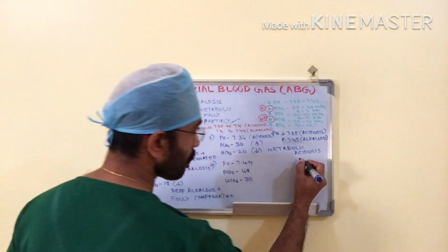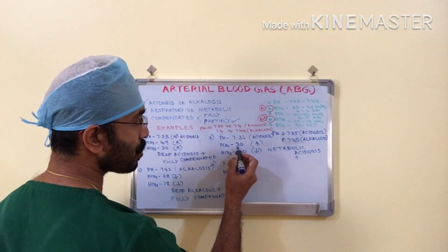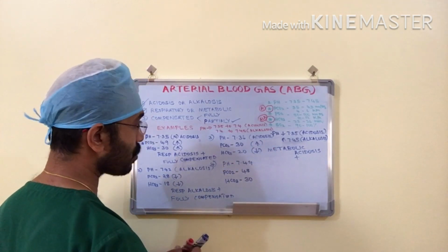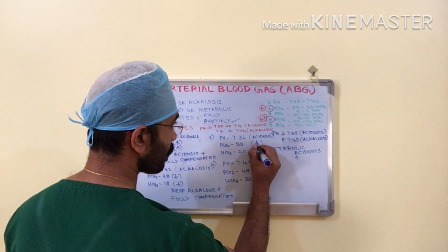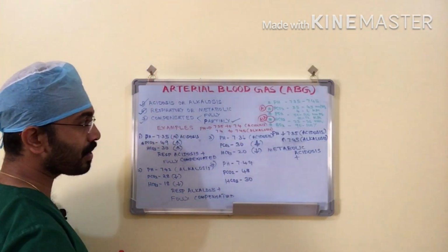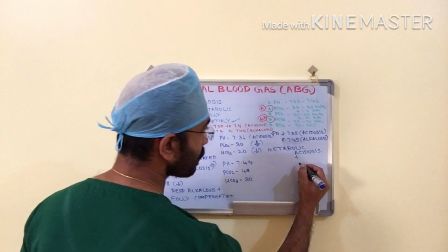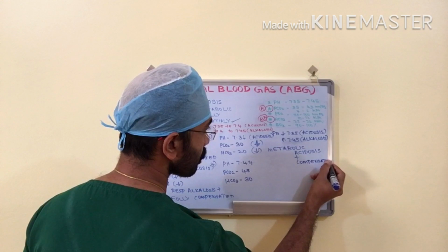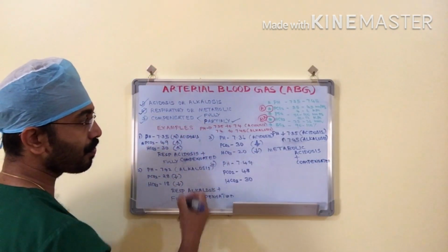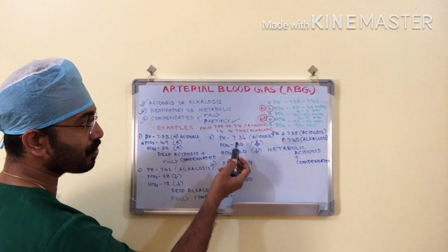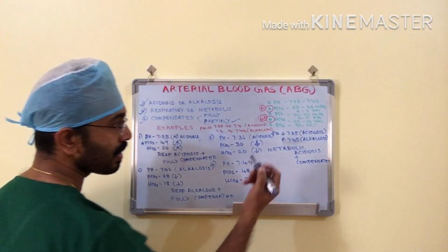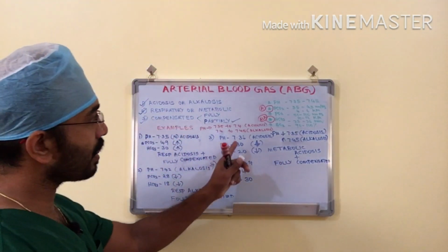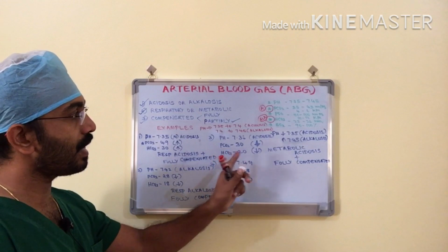Metabolic acidosis plus the PCO2 is low here. The PCO2 is low, so it is compensated. Whether it is fully, is the PCO2 enough to bring the pH to normal? Yes, it is fully compensated. Metabolic acidosis with fully compensated.